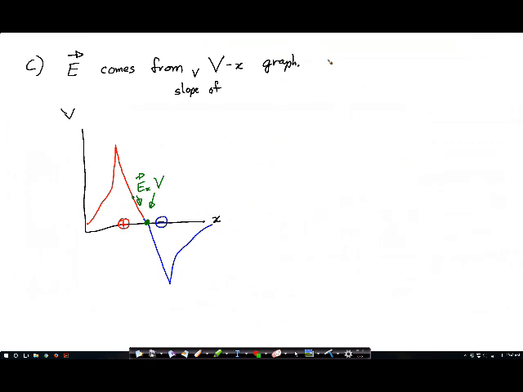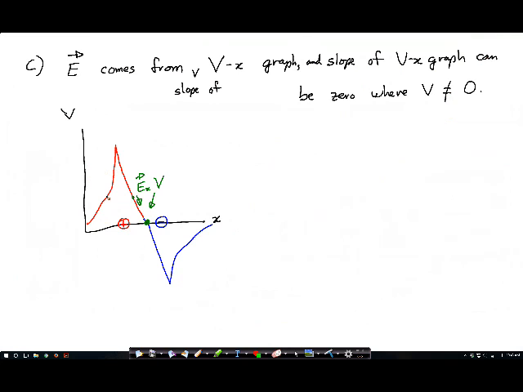And one of the key things here is that the slope of a graph can be 0 where the actual value of v is not 0. And vice versa. The slope might be 0 where the value v is 0.